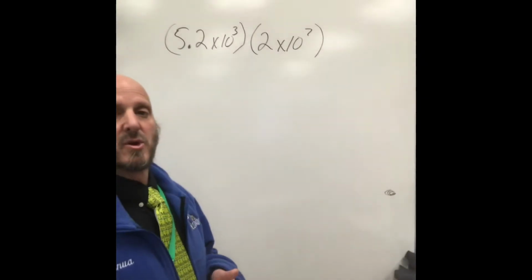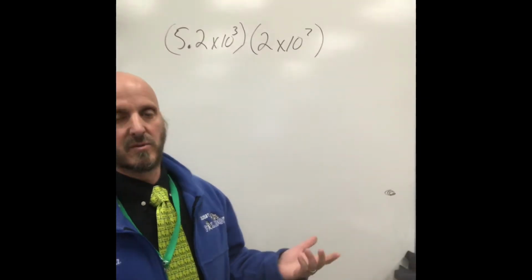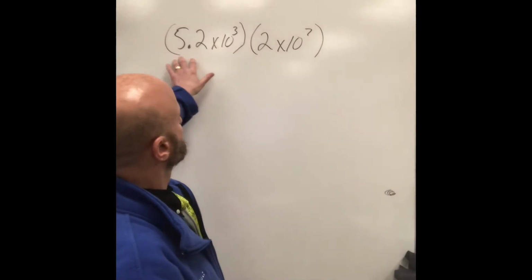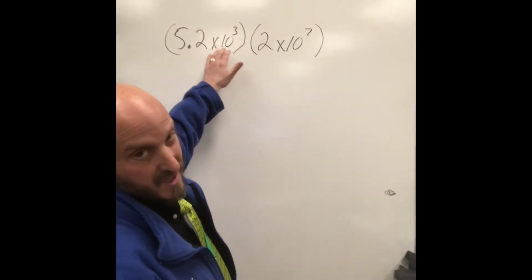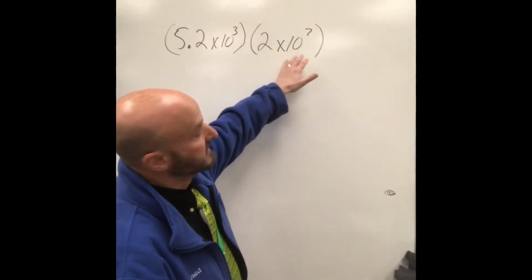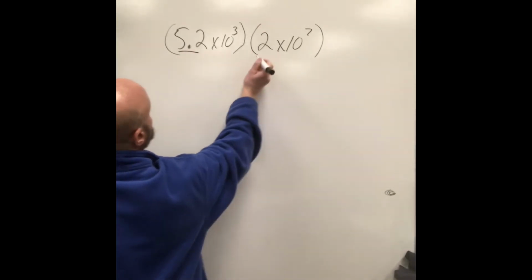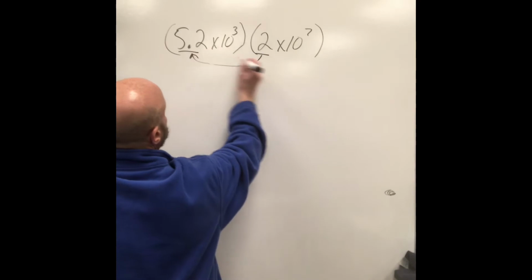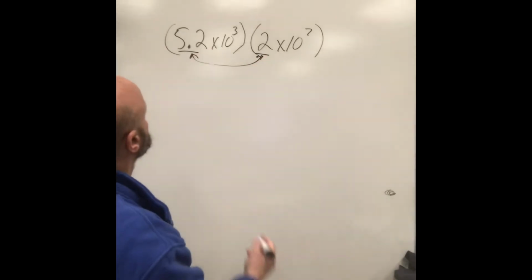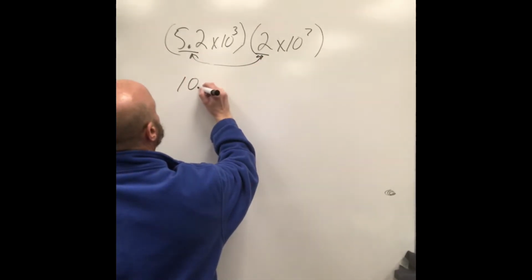Okay, so let me show you how to multiply numbers that are in scientific notation. So here we have 5.2 times 10 to the 3rd. I'm going to multiply that by 2 times 10 to the 7th. So the first thing you do is just multiply these two numbers, right? I'm going to multiply them. So 5.2 times 2 is 10.4.